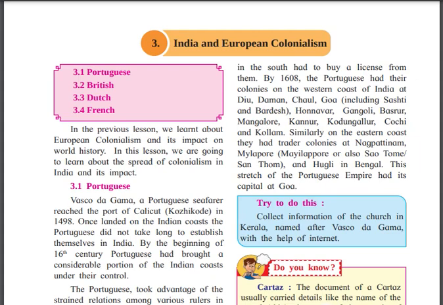Today we will start with the new chapter. The chapter name, as you can see over here, is India and European colonization.